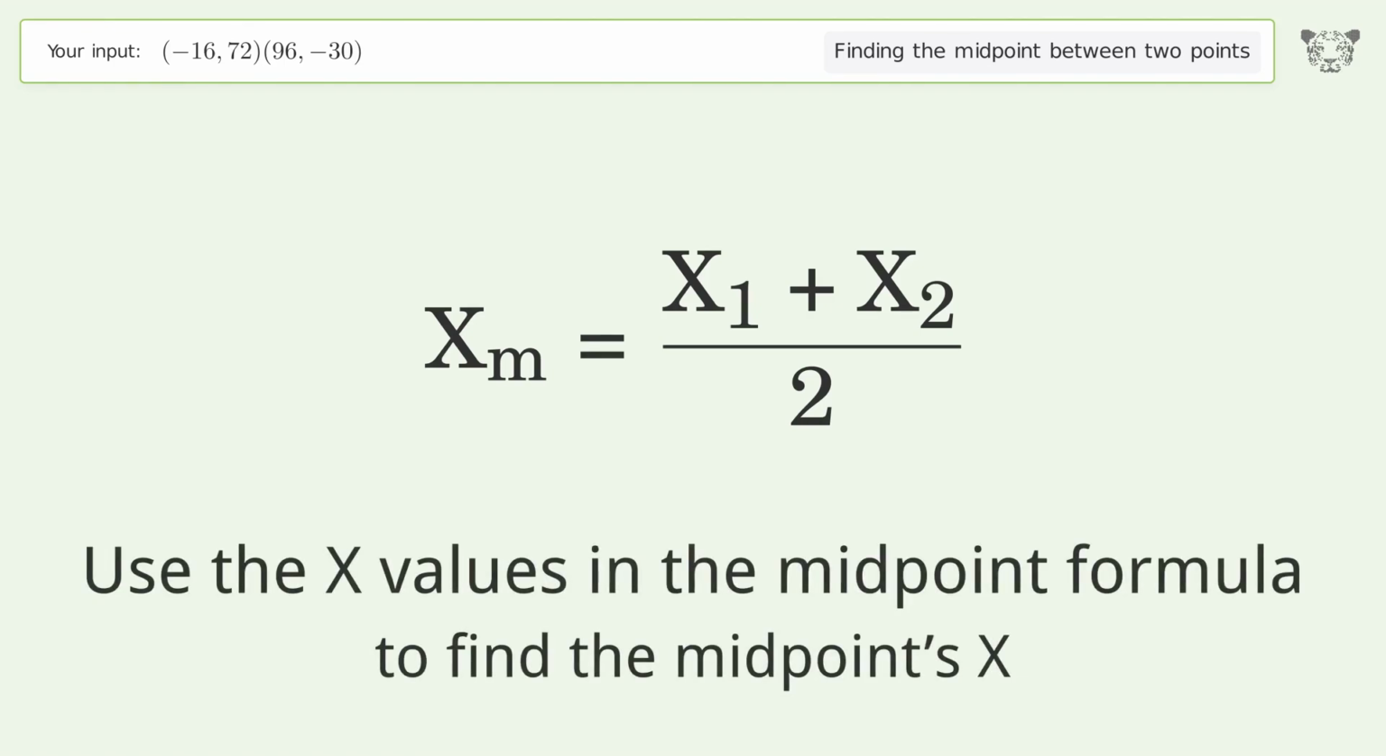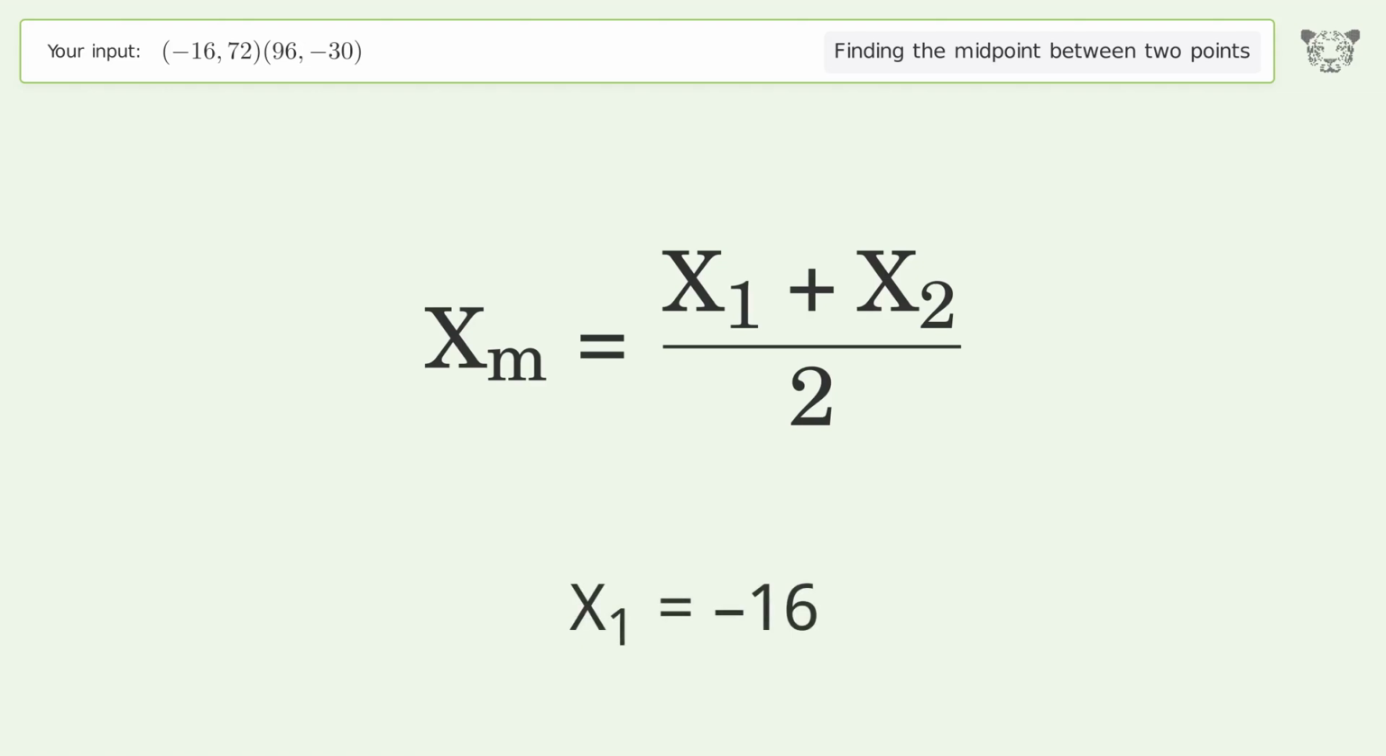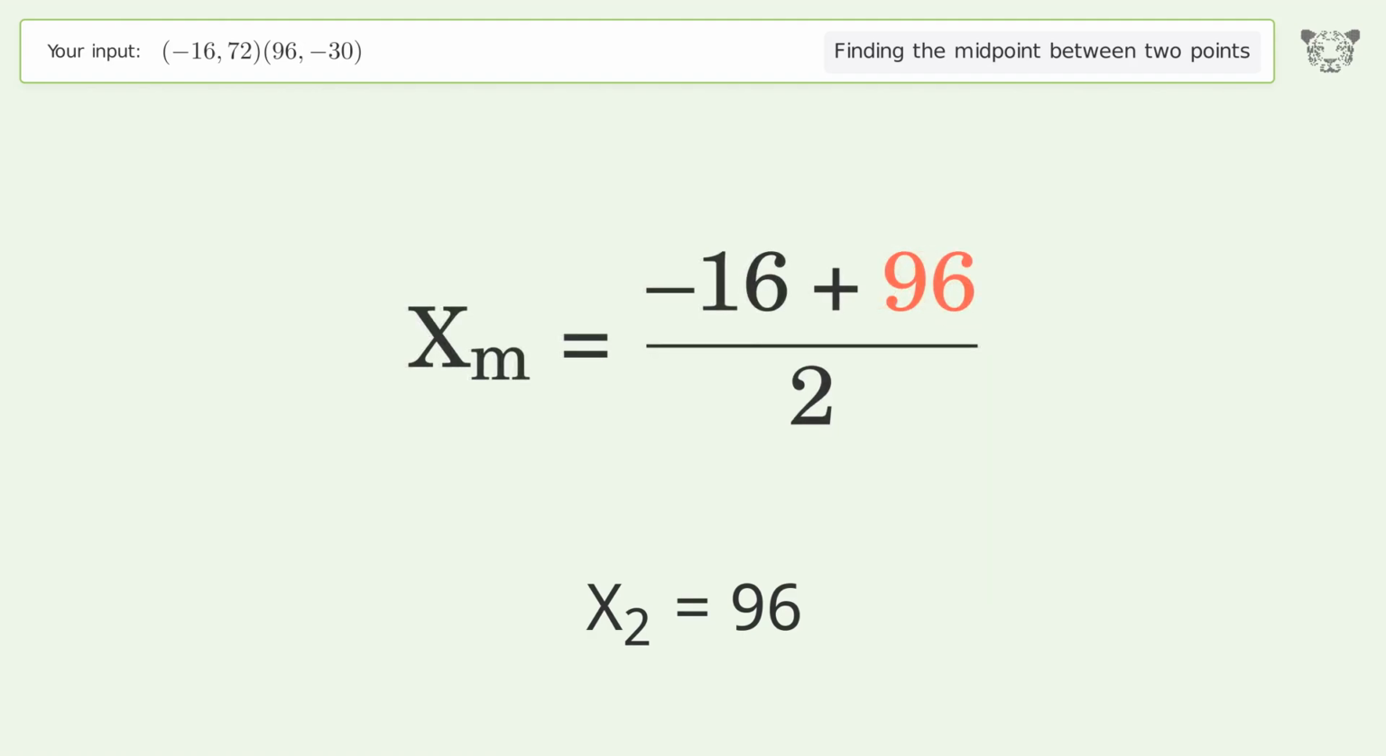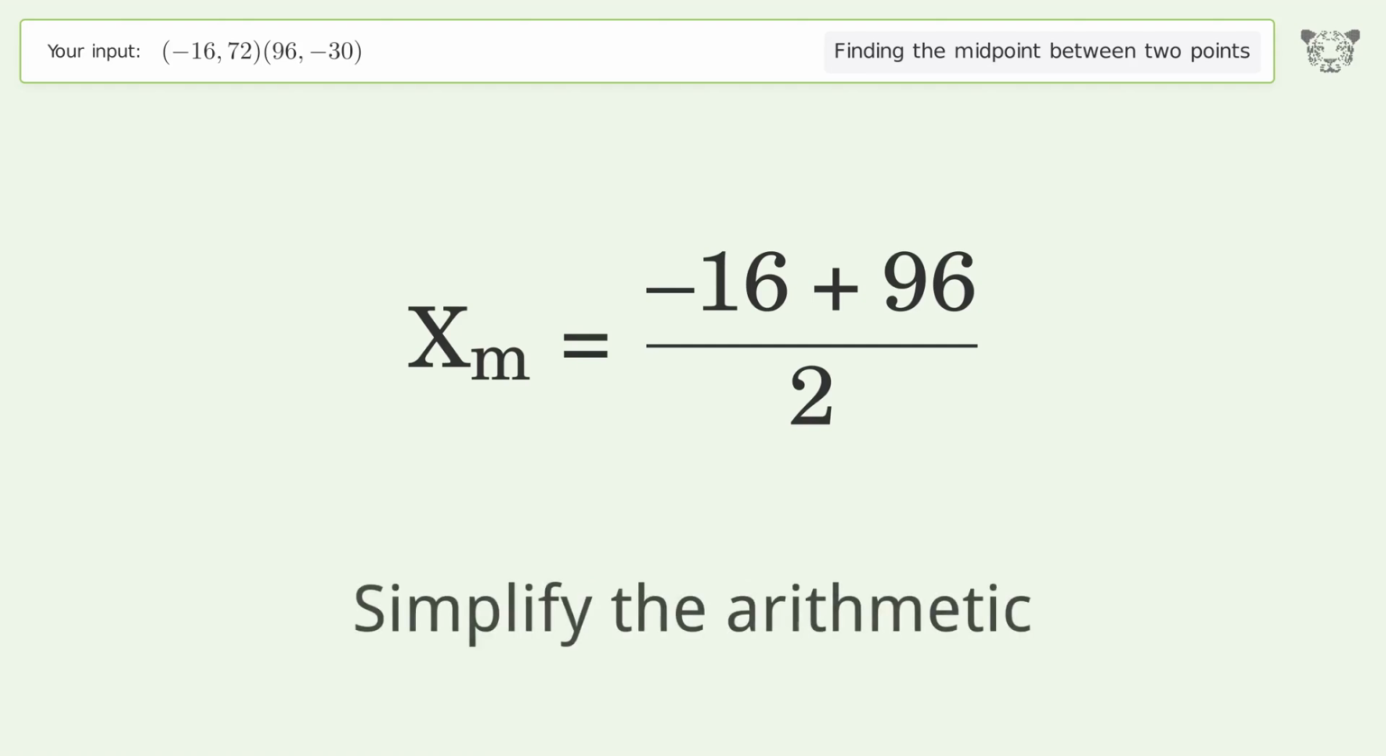Use the x values in the midpoint formula to find the midpoints x. x1 equals -16. x2 equals 96. Simplify the arithmetic.